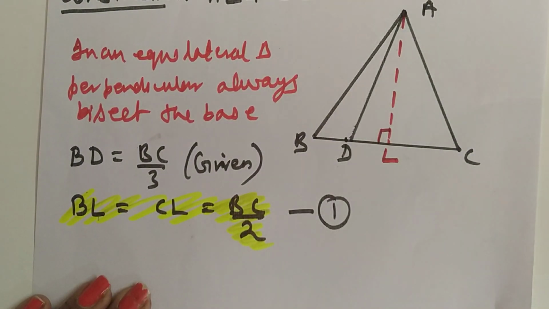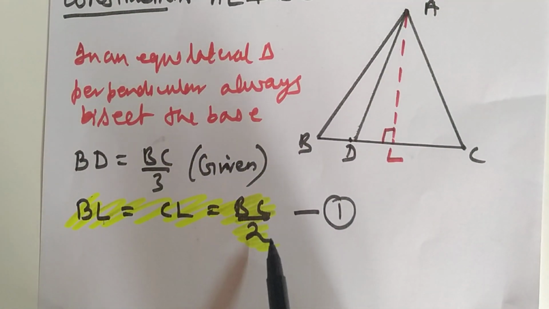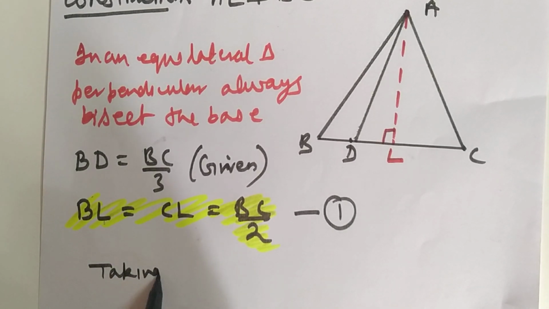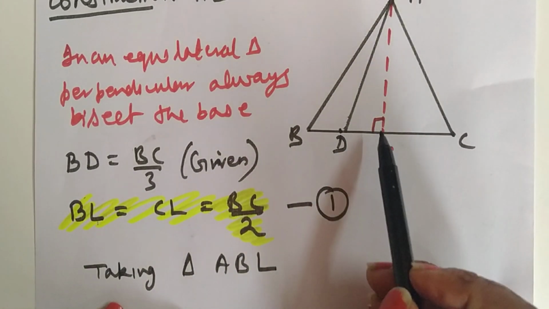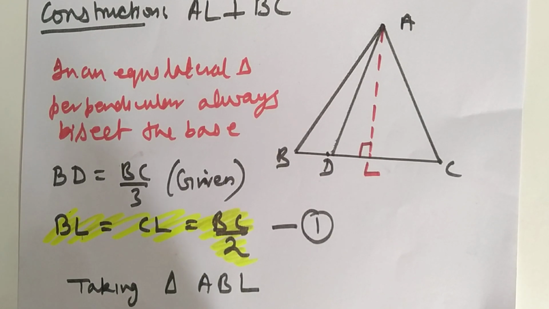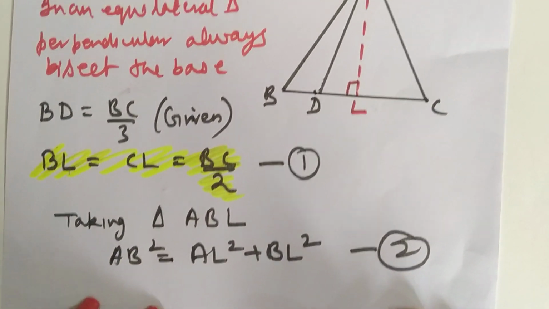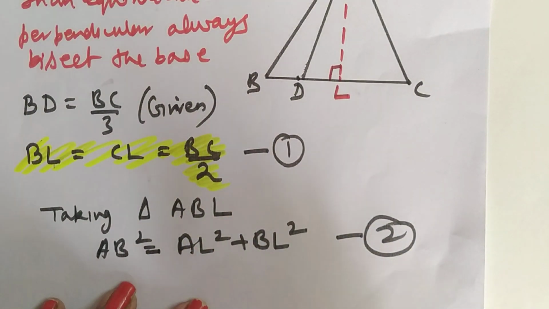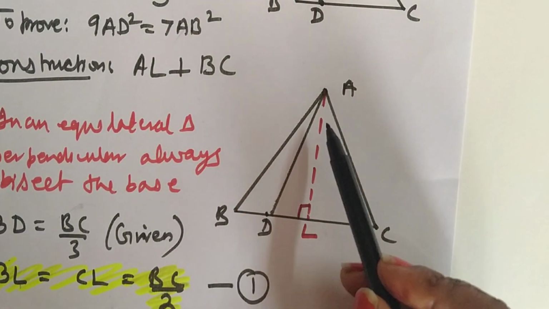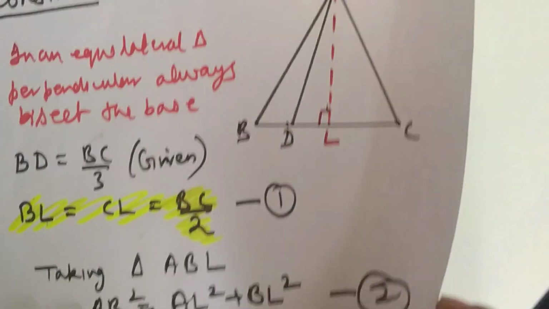So this is the information that we have to carry with us, and if we use this, taking triangle ABL first, we have AB square is equal to AL square plus BL square using Pythagoras. Now taking triangle ADL, AD square is equal to DL square plus AL square.